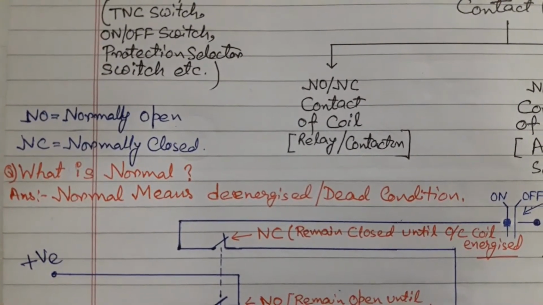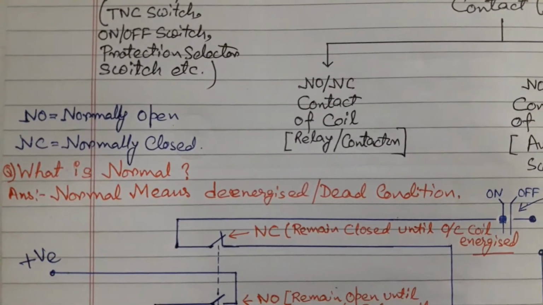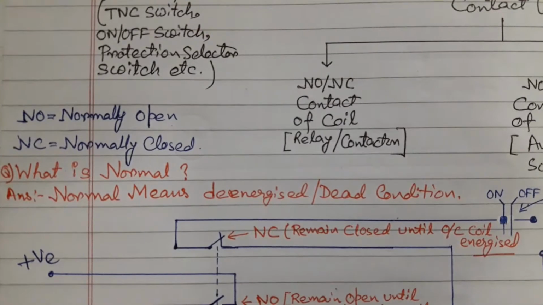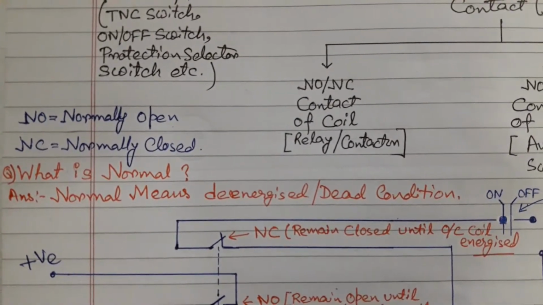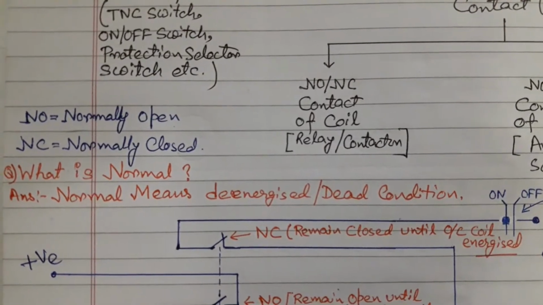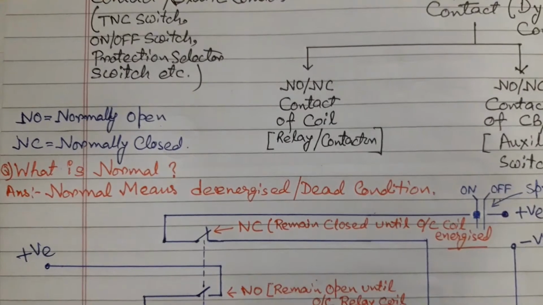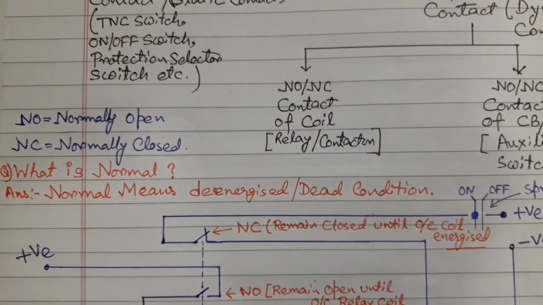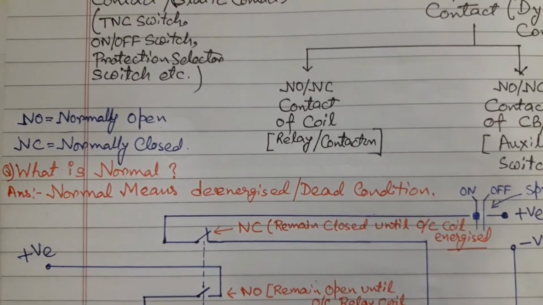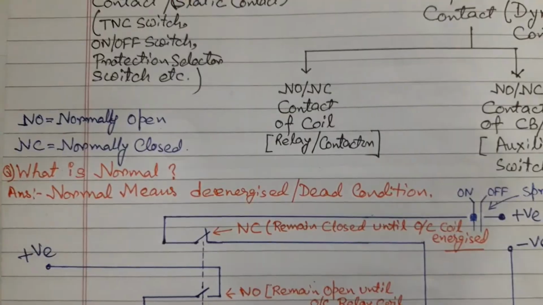Normal condition means de-energized or dead condition. So, it means that a NO contact will be in opened condition when that device is de-energized or dead. On the other hand, a NC contact will generally be in closed condition when the equipment is in de-energized or dead condition.